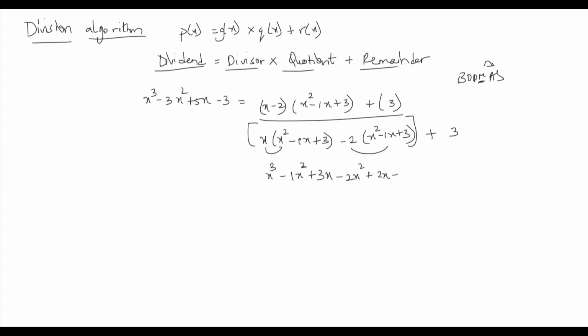Minus into plus is minus. 2 threes are 6, plus 3. Then what you have to do is to see whether there are any like terms. x cube is x cube. Minus 1x square and minus 2x square are like terms, so minus 1x square minus 2x square is minus 3x square. Plus 3x plus 2x is plus 5x, and minus 6 plus 3 is minus 3.